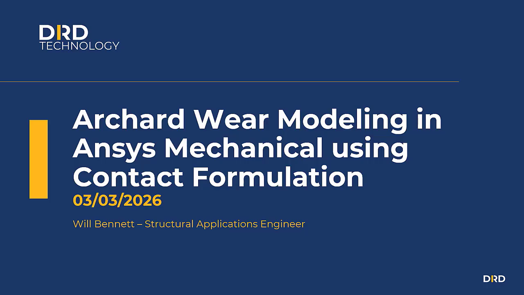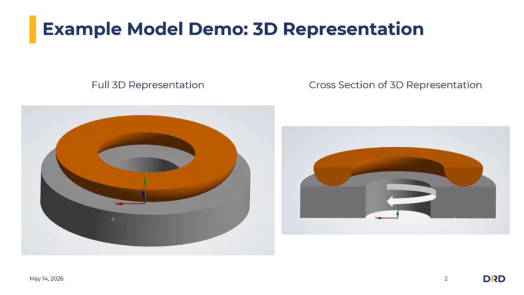I'm a structural applications engineer with DRD Technology, and today I'll be showing off an Archard wear demo in Ansys Mechanical using contact formulation. Within Mechanical, we're going to have a 2D axisymmetric model, but here we have a 3D representation of that model. The idea is that it is a static steel ring underneath a copper ring that's being pressed against it and rotated against it.